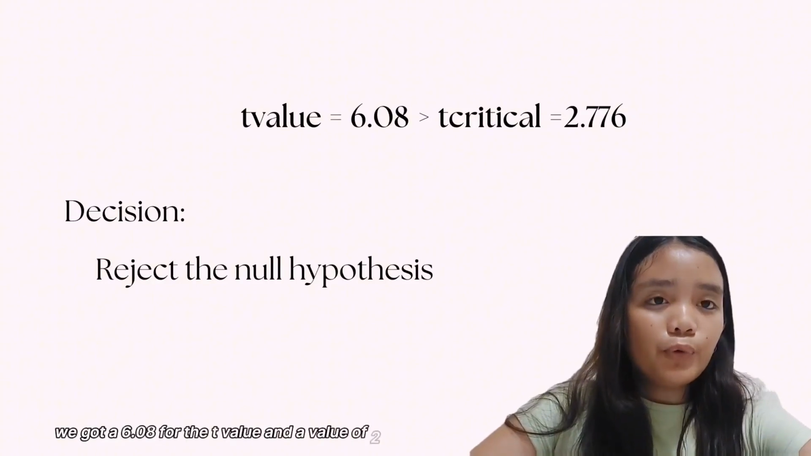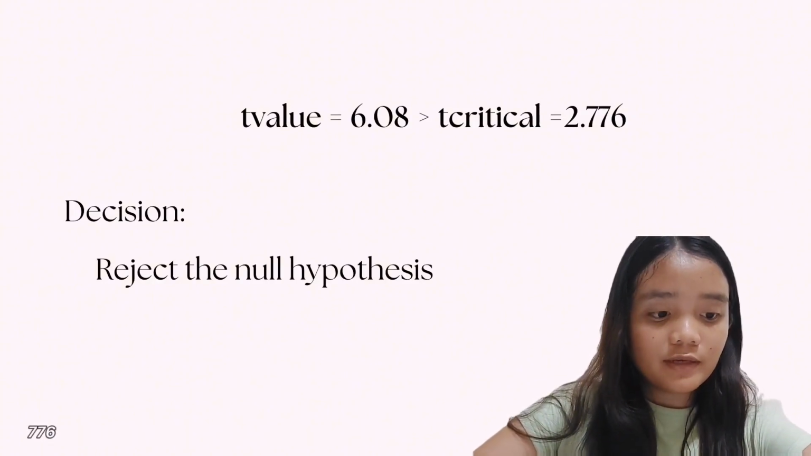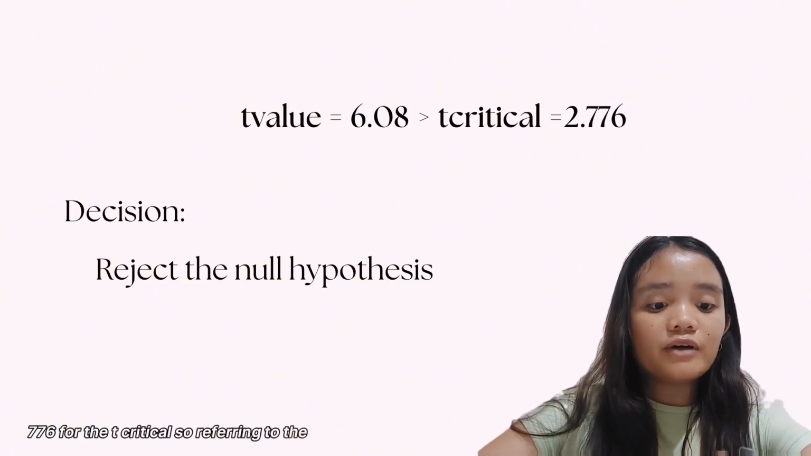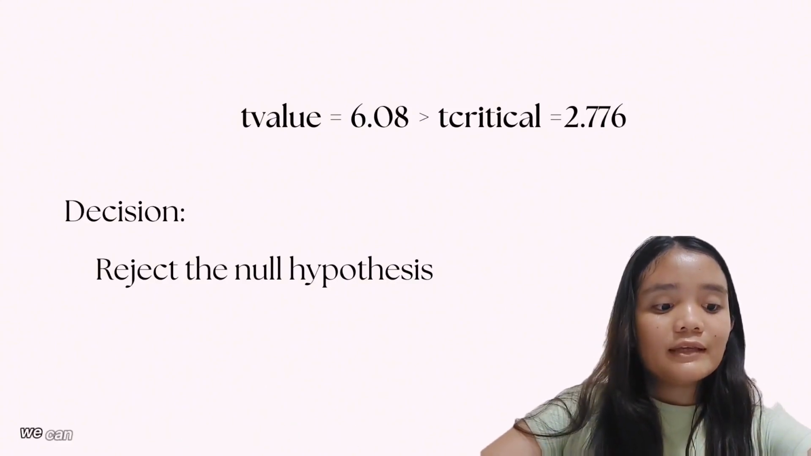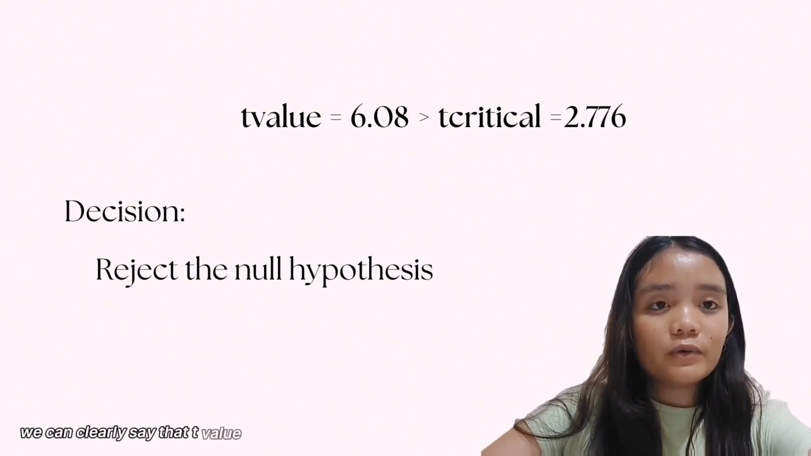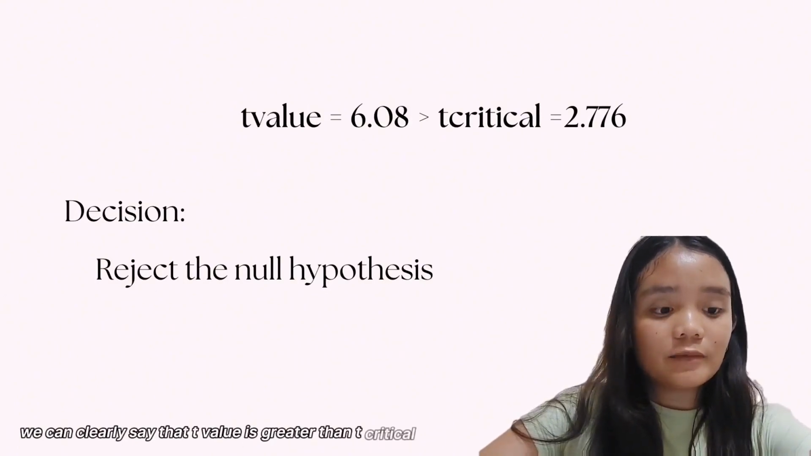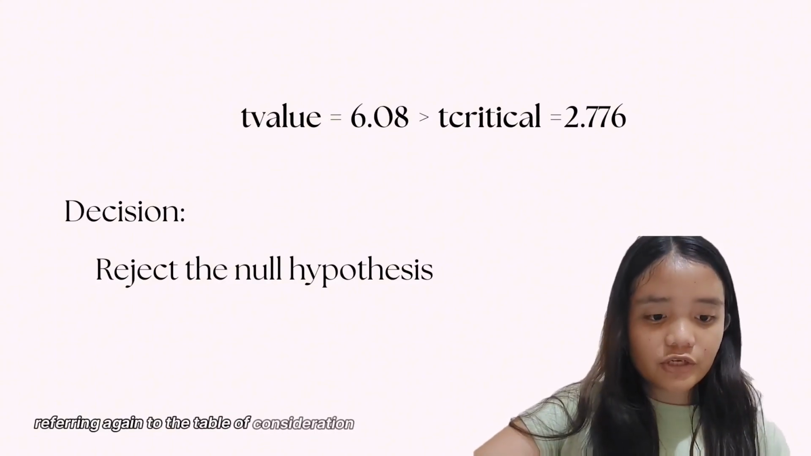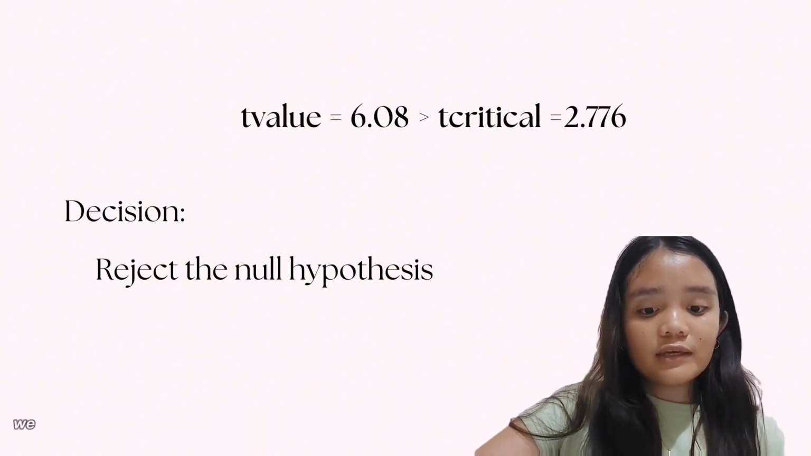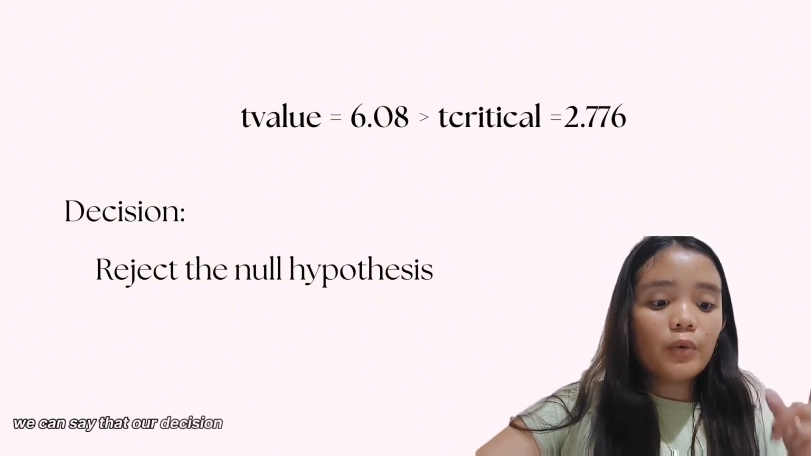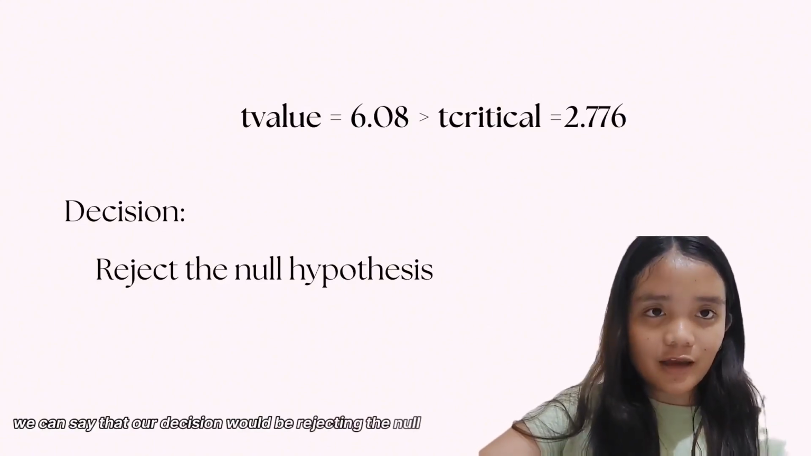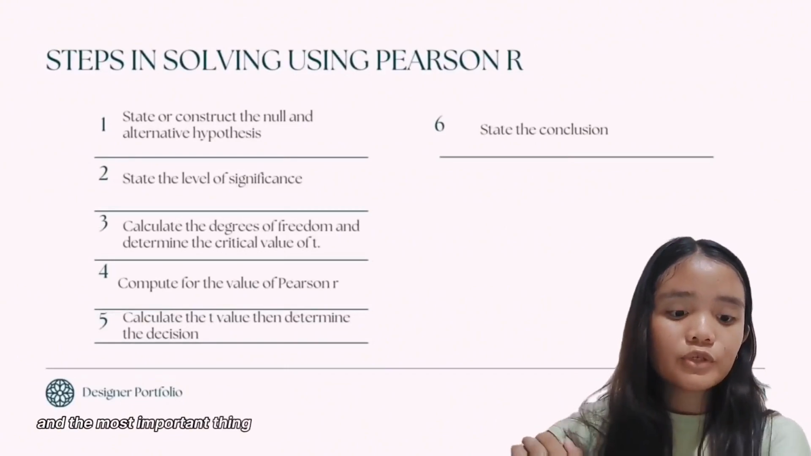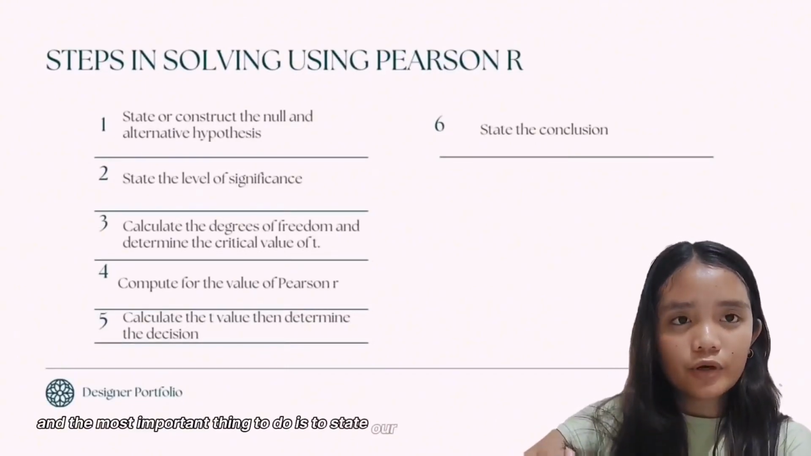So going back to our computation, we got 6.08 for the t value and a value of 2.776 for the t critical. Referring to the values above, we can clearly say that the t value is greater than the t critical, which means, referring again to the table of consideration in the previous slides, that our decision would be to reject the null hypothesis. The last and most important thing to do is to state our conclusion.